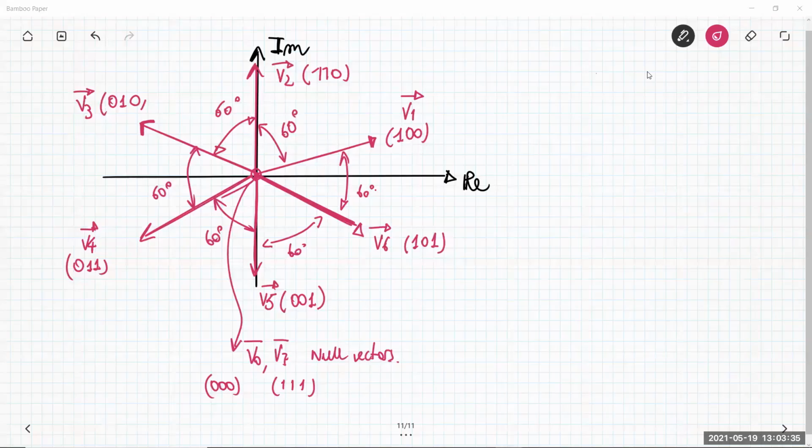Okay, let's continue our discussion. Do you have any doubts or questions about these computations, the way I obtained these vectors, something which is not clear, whatever? Okay.